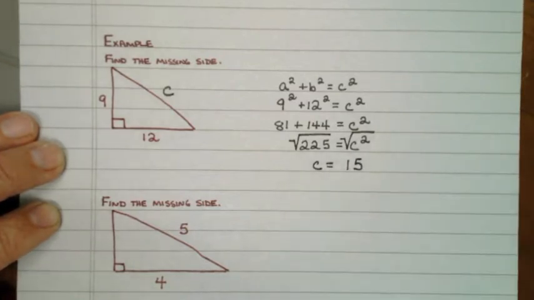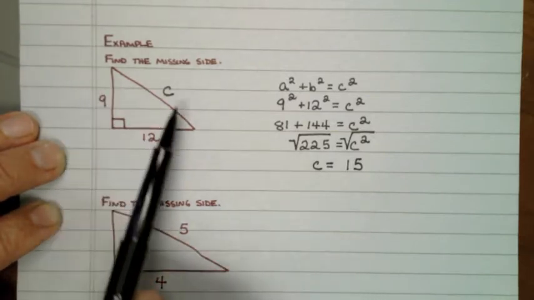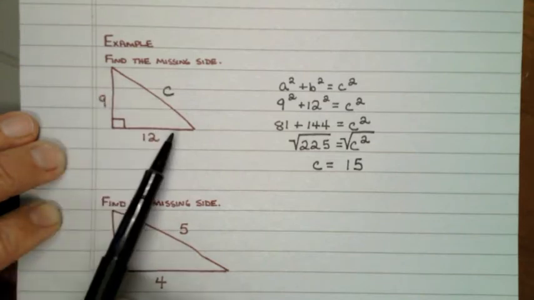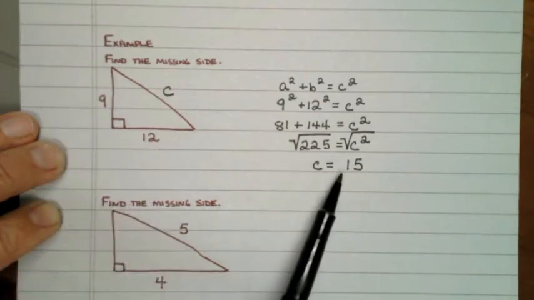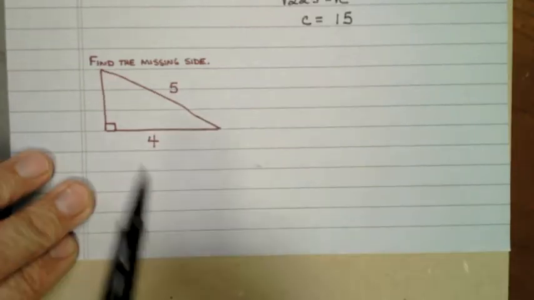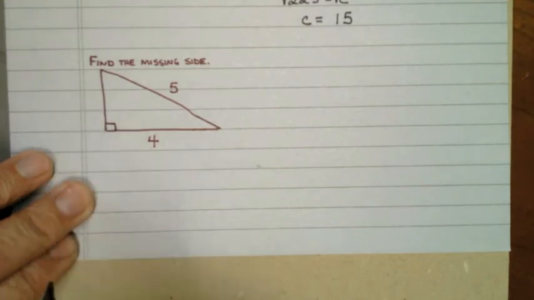Now in the other problems, we had to worry about a positive 15 and a negative 15. When we're dealing with geometric problems, where we're talking about distance, and that's what we're finding here, the length of this side right here, we're only going to worry about positive numbers because there's no such thing as a negative length. Our next example, we need to find this missing side right here.